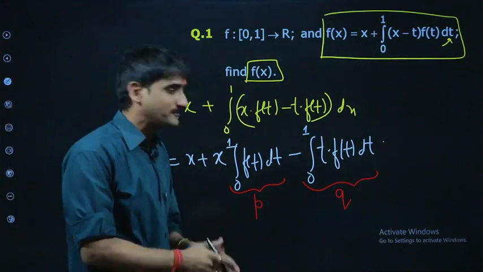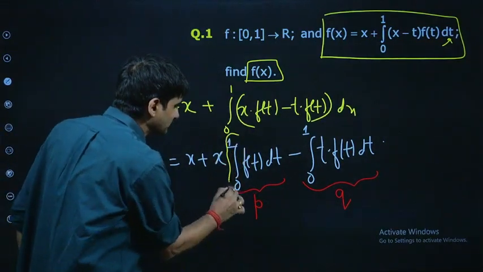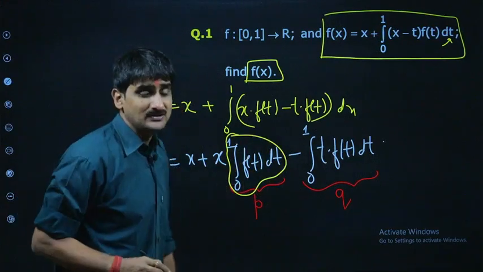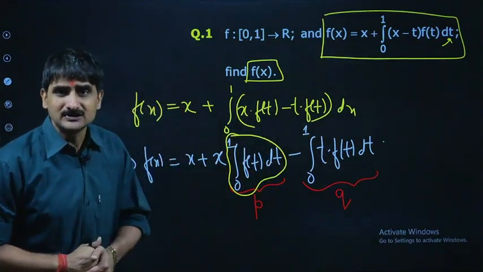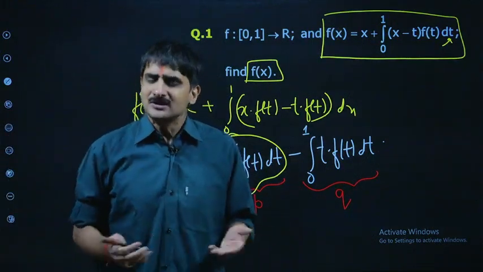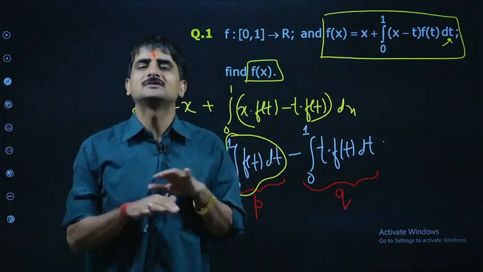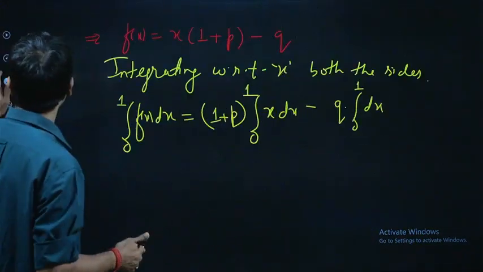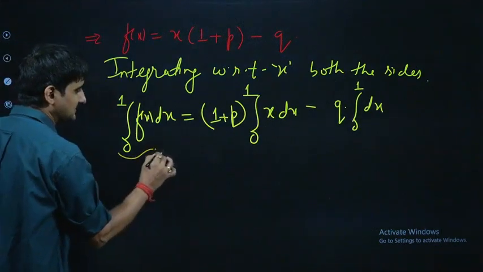Now what have we replaced p for? We have replaced p for this integral 0 to 1 of f of t dt. And we know from the property of integration, if the limits and the function of a definite integral are the same, then by changing the variable nothing changes, the value remains the same. So what does that mean? That simply means this is nothing but p.